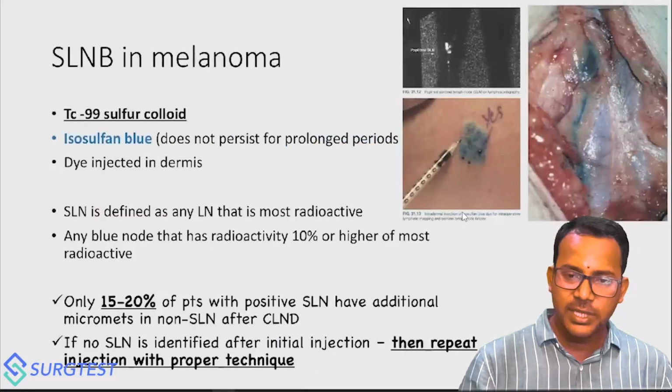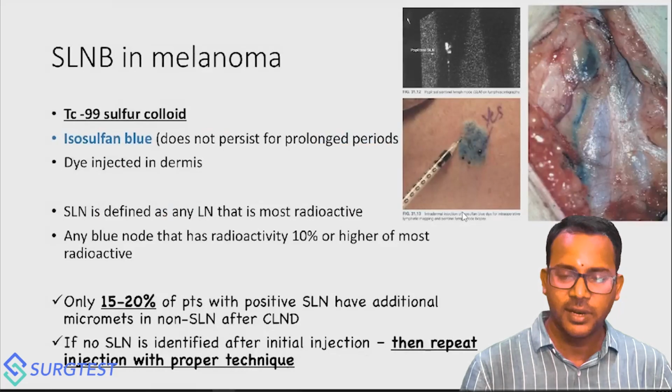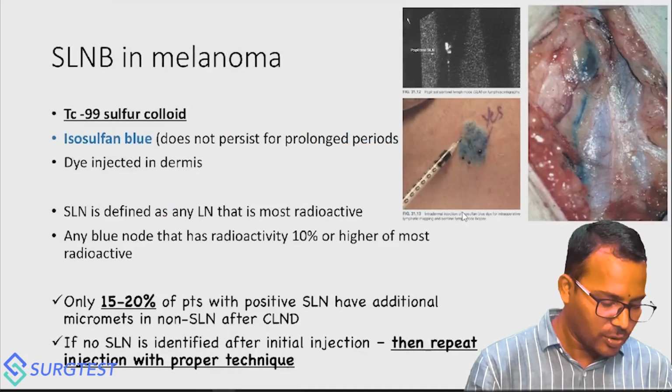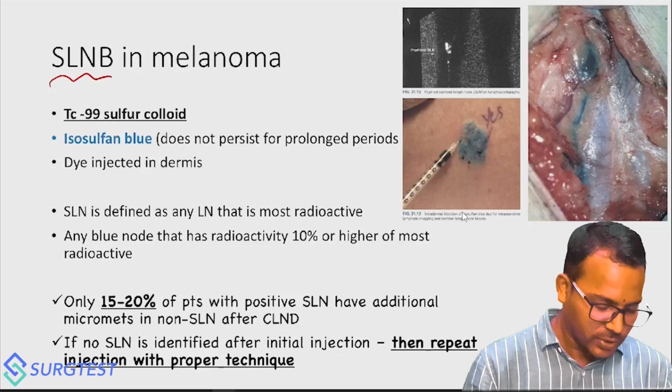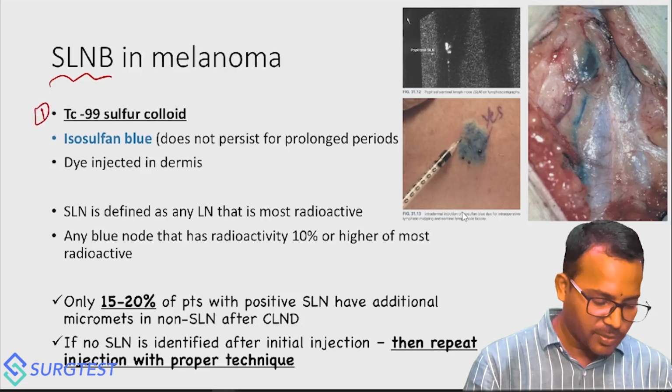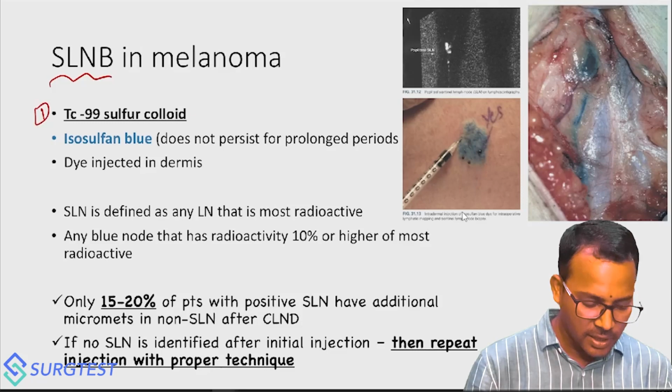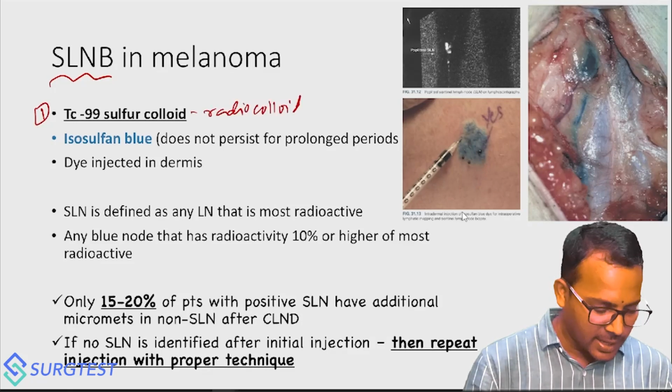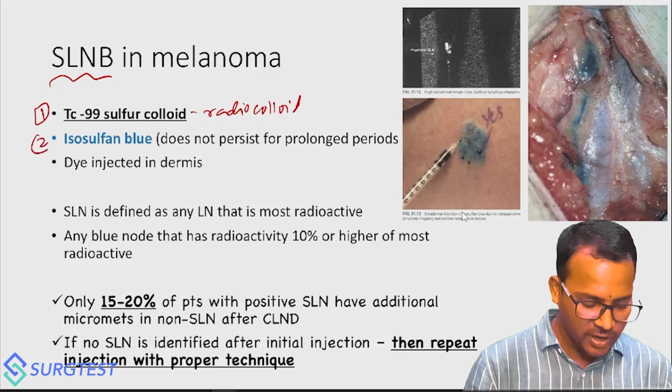Okay, so going ahead with further discussion regarding the sentinel node in case of malignant melanoma, you see two dyes are used here. One is technetium-99 sulfur colloid, which is a radio colloid, and the second is your isosulfan blue.